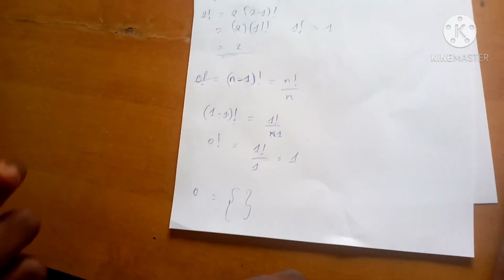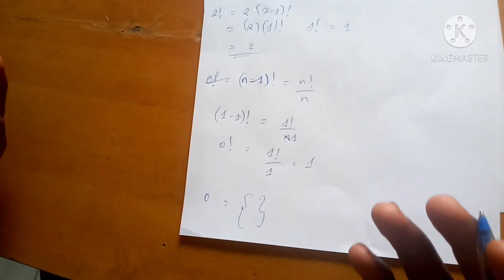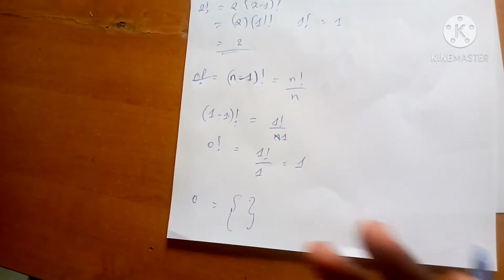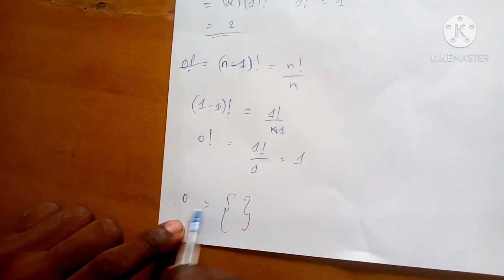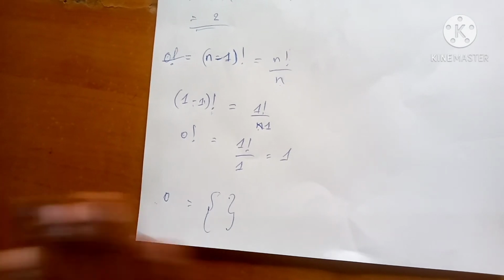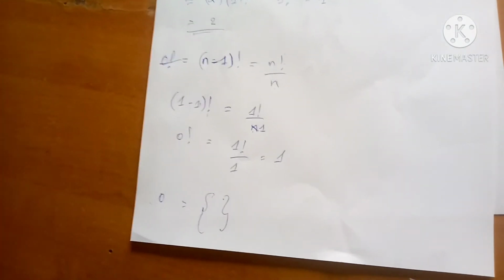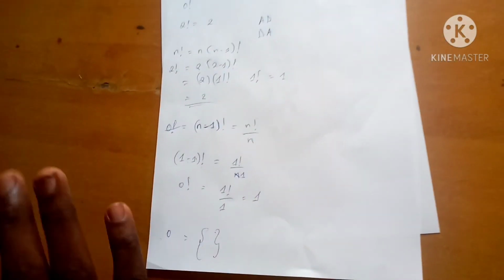But logically, it simply means that we have 0 objects. Then how are we going to arrange the 0 objects? There is one and only one way of arranging the objects, which is 0. If you have 0 objects, the way we can arrange them will be the empty set. That is the only way we can arrange 0 objects. So that is why we say 0 factorial is 1, because we have only one way.